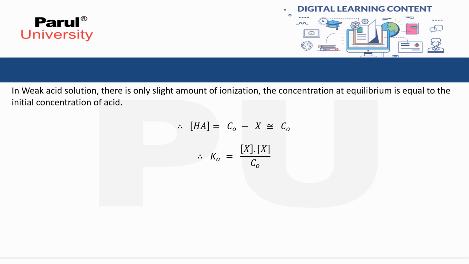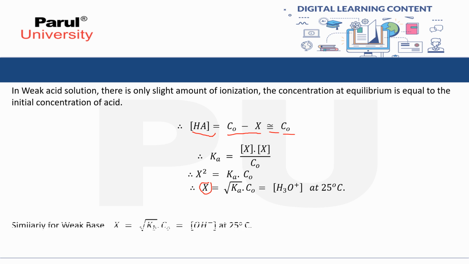So, we can assume that the concentration of the reactant, that is C0 minus X, is approximately equal to C0 only, because there is only feeble ionization in the weak acid solution. Therefore, Ka will be equal to X into X upon C0, which is X square upon C0, so X square is equal to Ka into C0, and the concentration we get is X equal to root of Ka into C0, which is equal to the concentration of H3O plus at 25 degree centigrade. Similarly, it is for the weak base.